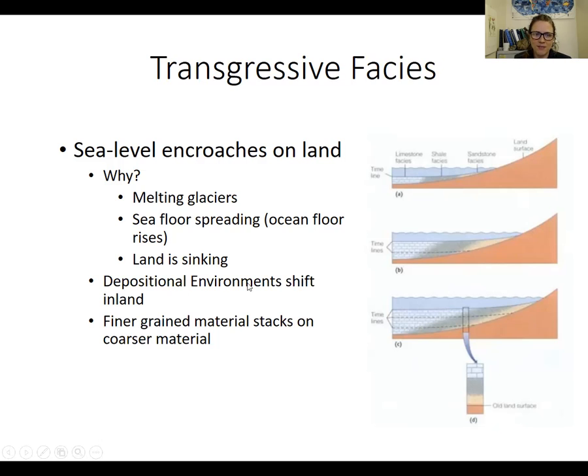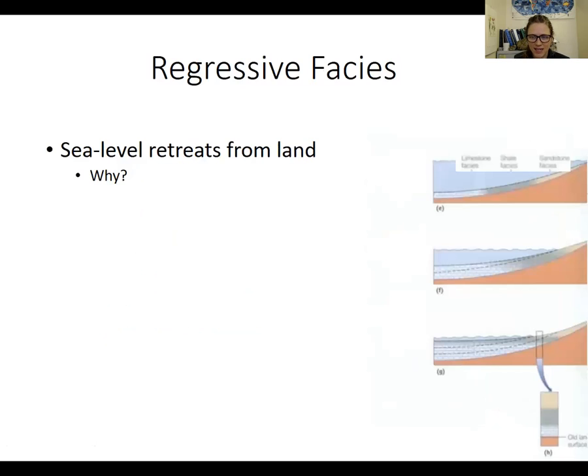Okay, so the depositional environment shifts inland, and then the finer grain material, which tends to be the shale, is finer than sandstone, and limestone is often even finer than either one of those. The finer material and more marine material ends up being stacked on the coarser grained and more terrestrial material. And then the opposite can also happen when we have a period of sea level fall, and we refer to these kind of distinct patterns of the sedimentary layers as regressive facies.